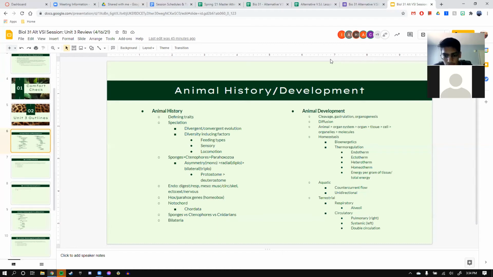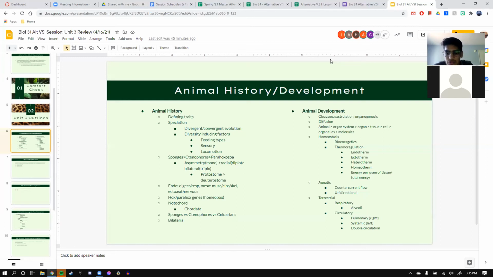And then homeotherms are animals that keep their temperature the same at all times. And so endotherms are commonly homeotherms because they're generating a consistent metabolism that will keep up their temperature. They're not always homeotherms, but they are very commonly homeotherms. And even ectotherms can be homeotherms if they have their behavior in such a way that they get consistent heat from their environment.